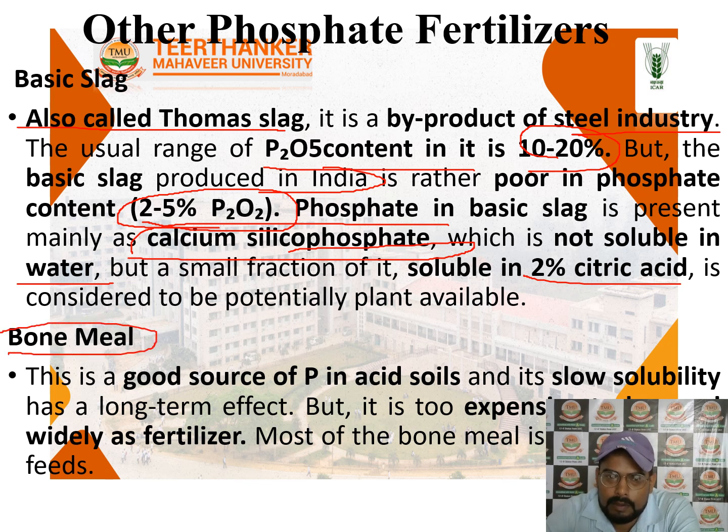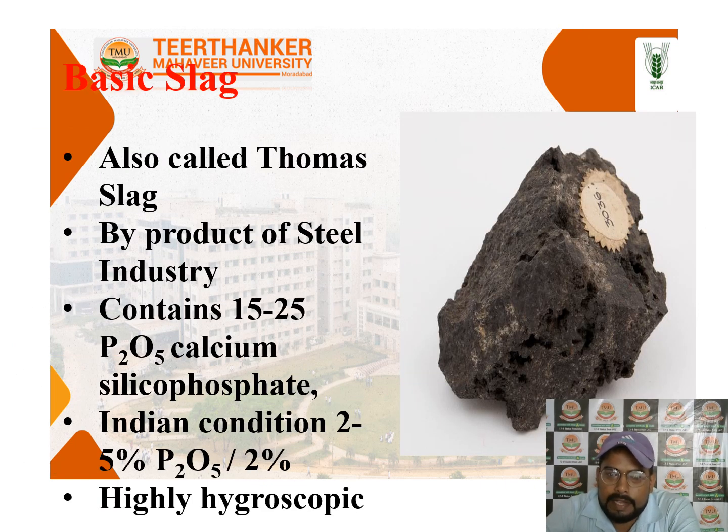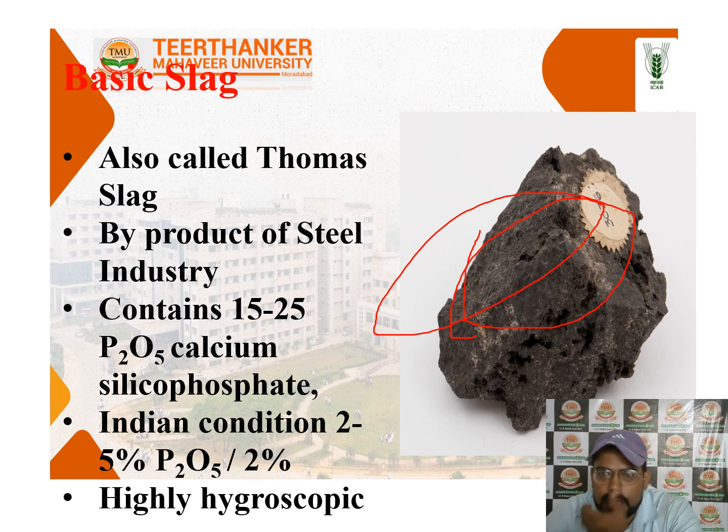Second is bone meal. It is a good source of P for acid soil. It has slow solubility and a long term effect, but it is expensive as a fertilizer, and most bone meal is used for feeds. Next is basic slag. Basic slags are controlled resources of fertilizers. Basic slag, Thomas slag, is a byproduct of the steel industry, with 15 to 25% calcium and phosphate, and it is highly hygroscopic in nature.